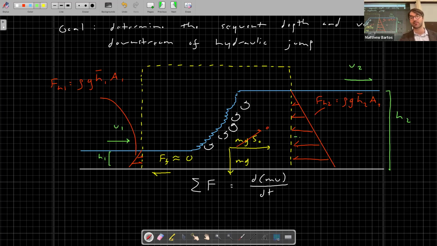So I'll draw the centroid of this triangle. It'll be a bit lower than this, but it'll be somewhere like down here. The centroid of this triangle will be somewhere like here. So you'll actually get two forces acting on the control volume that are not collinear. That's what causes those rotations.